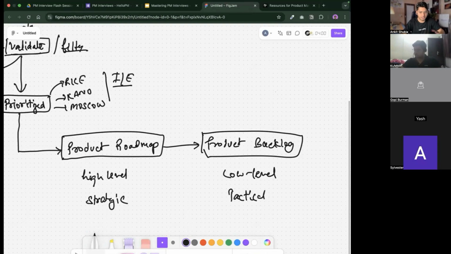Now we have created a product backlog. Now understand the product backlog could also be a very long document. It's not possible for you to take every task in the product backlog and do it at once. So what you will do is you have to give clarity to your team. How do you give clarity to your team?